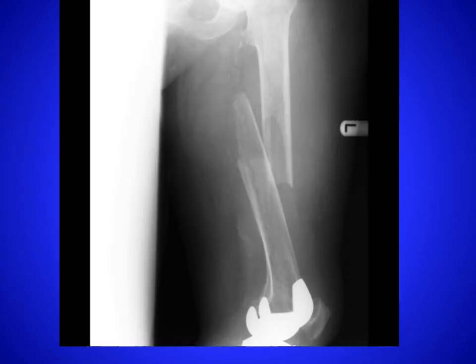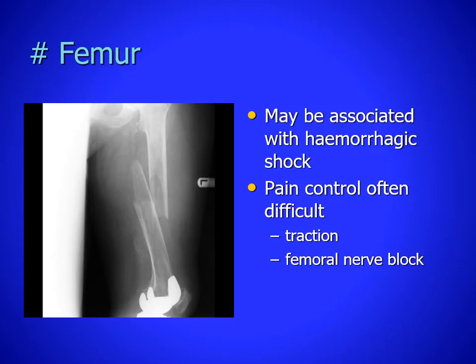Here you can see a midshaft fracture of a femur. If you look closely, you can see an extension of the fracture to the previously replaced femoral condyles. Like in pelvic fractures, anticipate significant loss of blood. Pain control can be difficult, but traction can be a useful adjunct. Our traction device of choice in ED is the Kendrick splint. A femoral nerve block can also be considered.